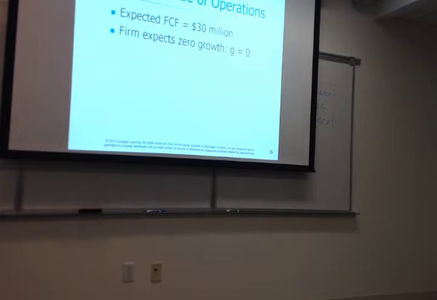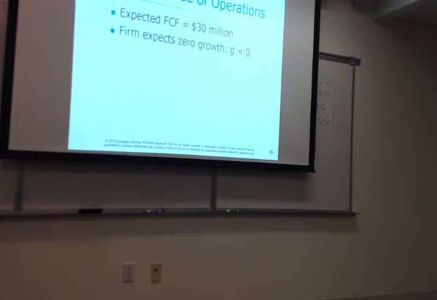$1 million divided by 5% is $20 million. So if I say I'm going to give you $1 million for the rest of forever, for eternity, and current interest rates are 5%, the value of me giving that to you is worth $20 million.